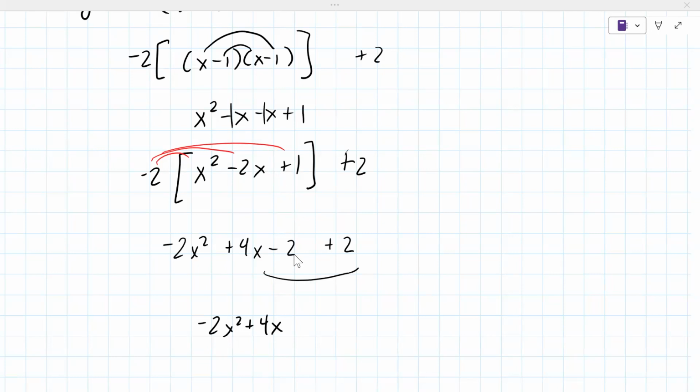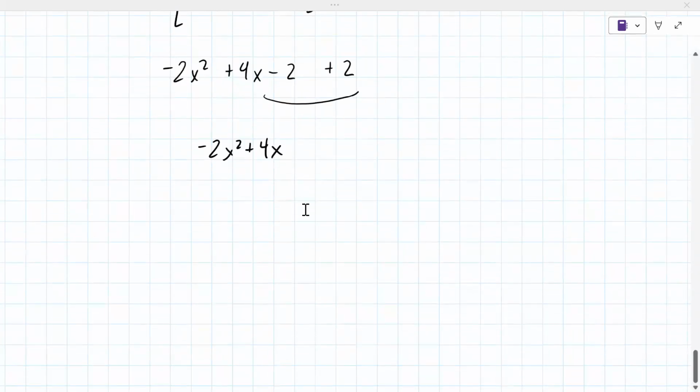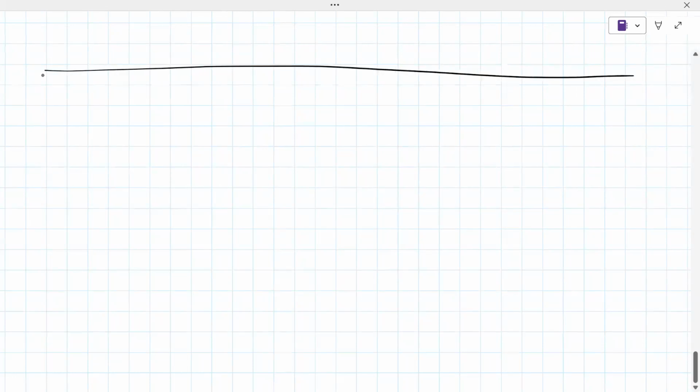Just looking this over, it just doesn't quite look right, but that's not for me to just decide. So I think we should do just a couple of FOIL problems, maybe just one here. But could you try foiling x minus 3 times x minus 3?